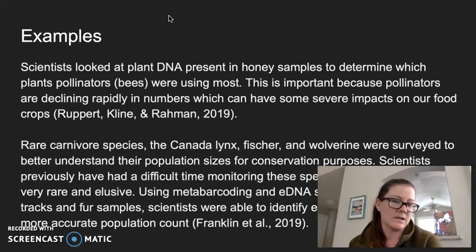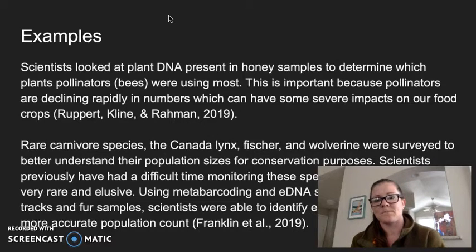The bee populations are declining, and everyone's in a panic about it. What do we do? If we know what plants the bees and all the other pollinators use most, that can really help with conservation efforts. And as we need food crops, we need those pollinators for our food crops. This can help us make more informed decisions about that.